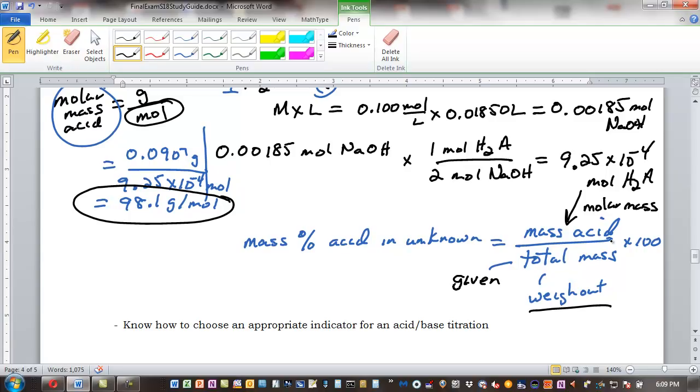Okay, there was a mass percent one just recently on one of the exams. I don't know if it was the retest or if it was exam 3, it was very recent. I don't know.